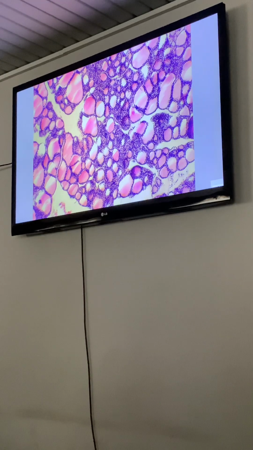For general information, we have another type of cell found between the follicles called parafollicular cells. These cells secrete calcitonin.